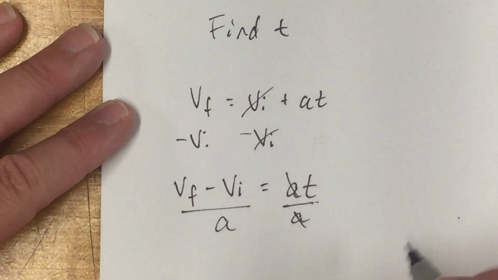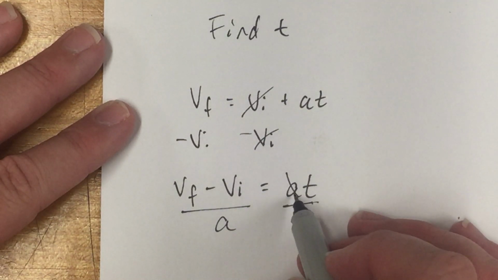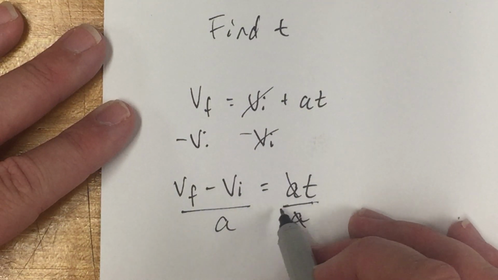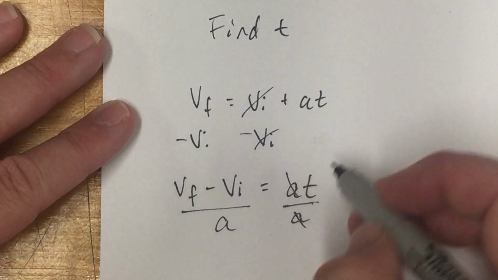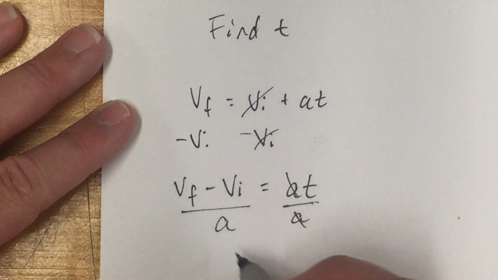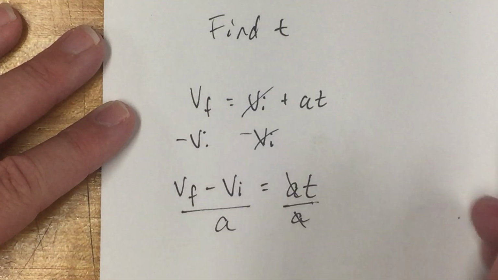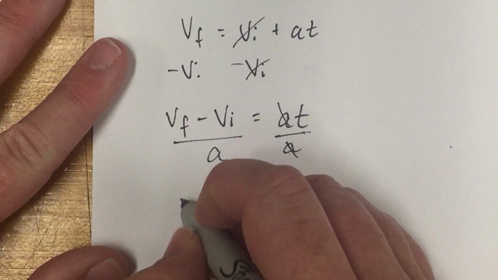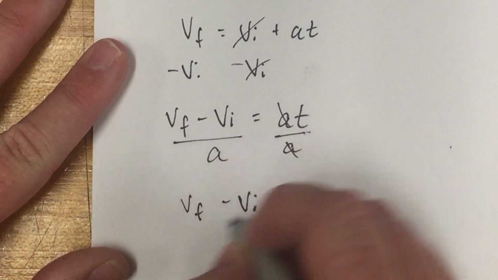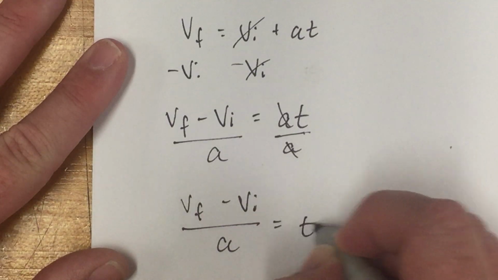You're always doing the opposite of what's already happening. So I have A times T. The opposite of that is to divide by it. And in doing that, it cancels out on this side, and it brings it over here, leaving us with VF minus VI divided by A equals T.